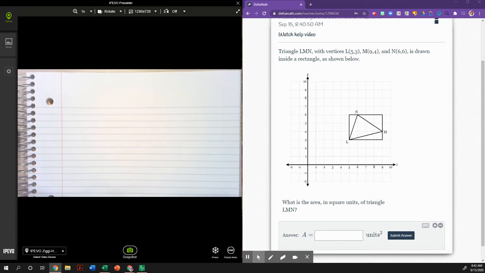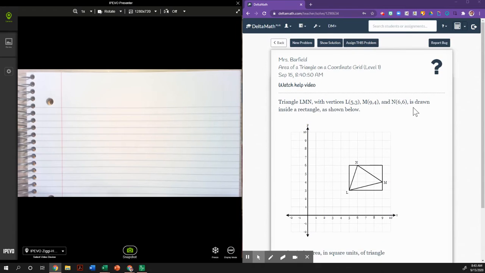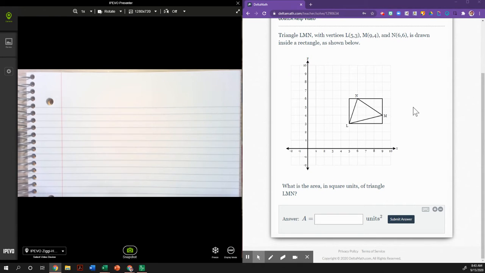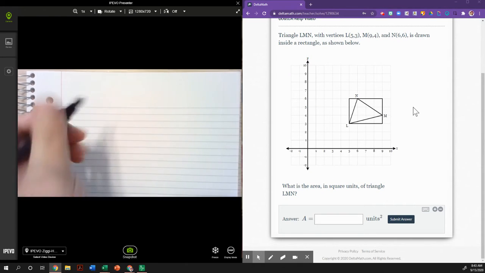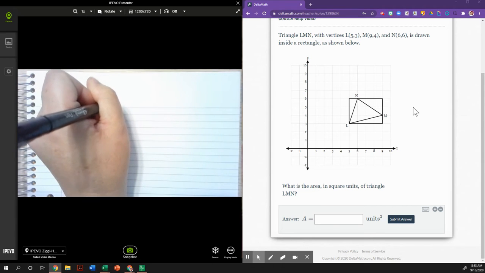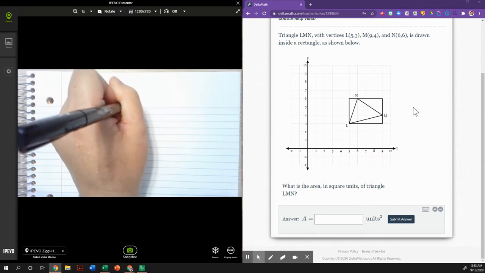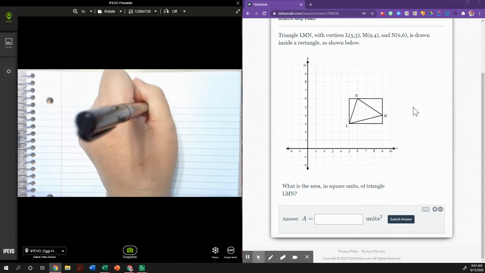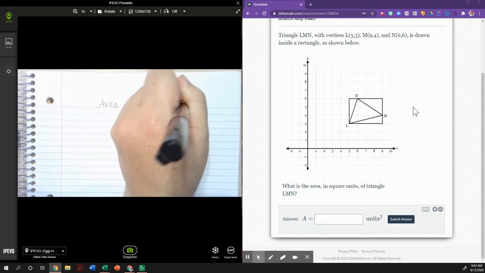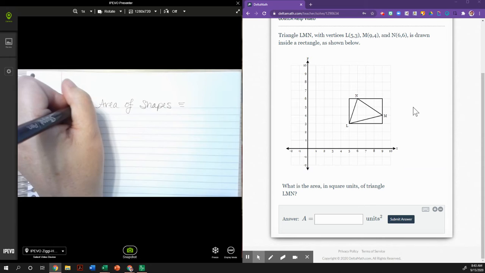All right, good morning, you guys. So we're going to be looking at area, okay? And more specifically, we are going to be focusing on the area of a triangle as our final result, but it's going to encourage us to use the area formula for another shape, okay?